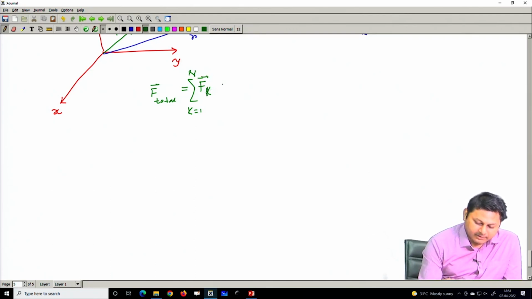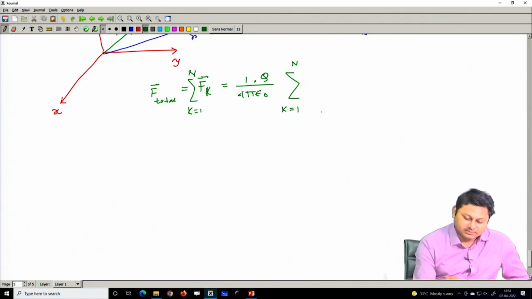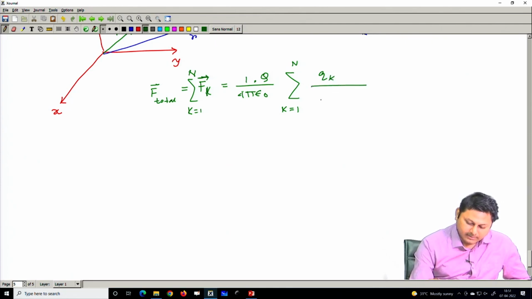and that is equivalent to 1 by 4 pi epsilon 0. This is constant for all the cases. Then the sum over k goes from 1 to n, and I can also take this charge q outside, because q has nothing to do with this summation. So then I have q k divided by r k square and then unit vector r k.